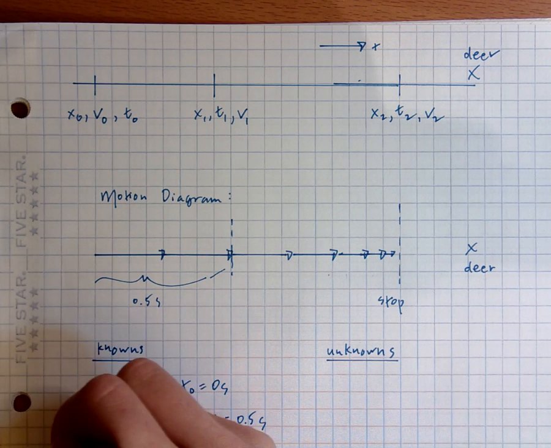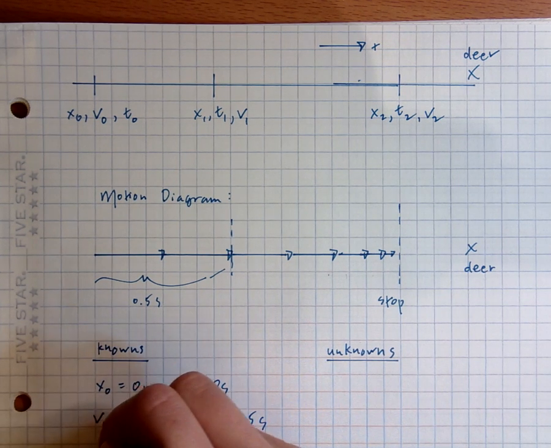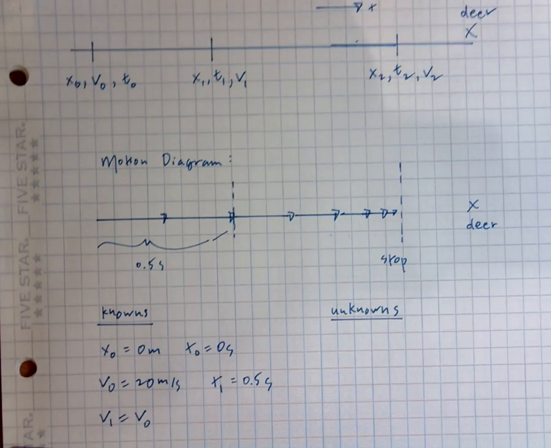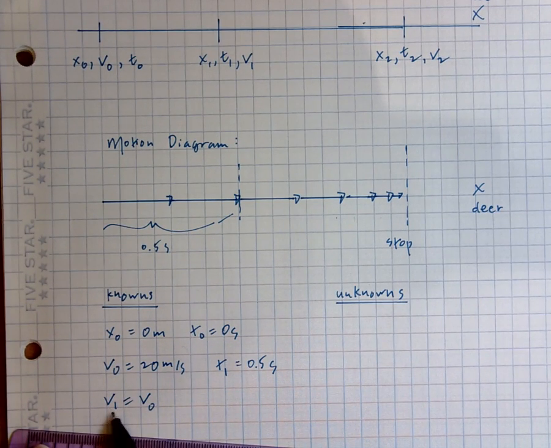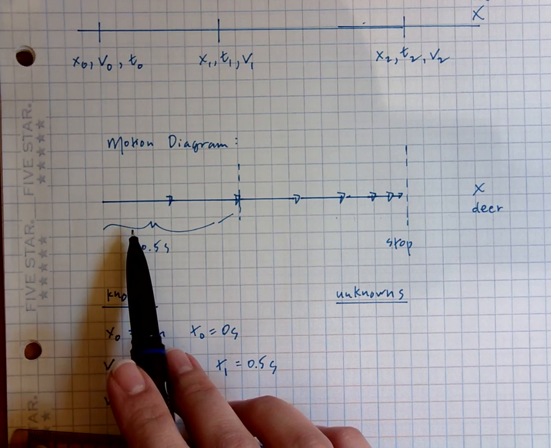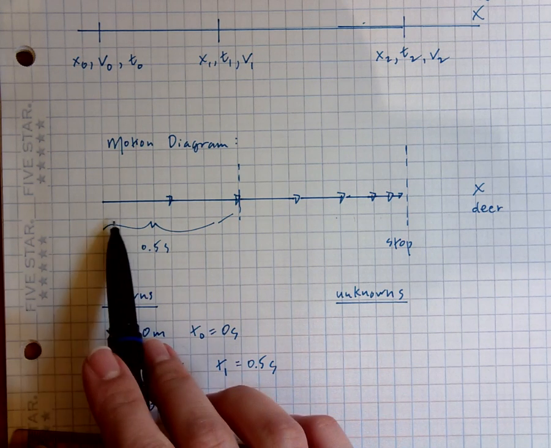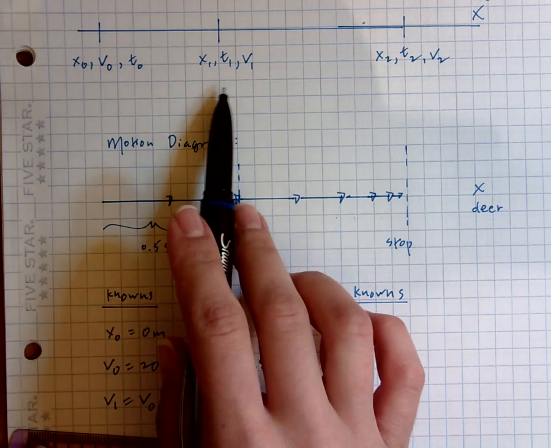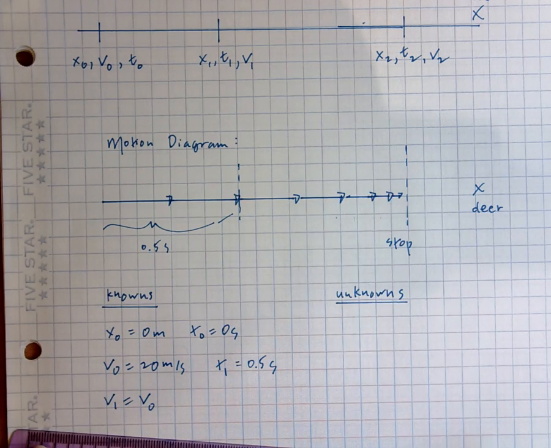We also know that v1 and v naught are equal. Going back to the motion diagram, that half a second goes between the initial point and the first point, and there's no braking. So v1 and v naught are equal.